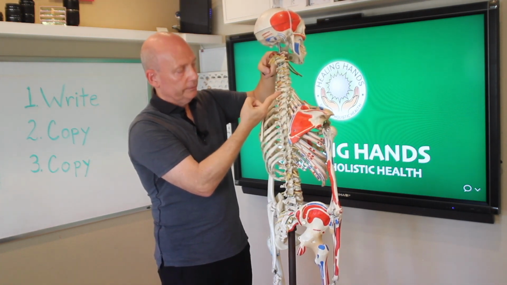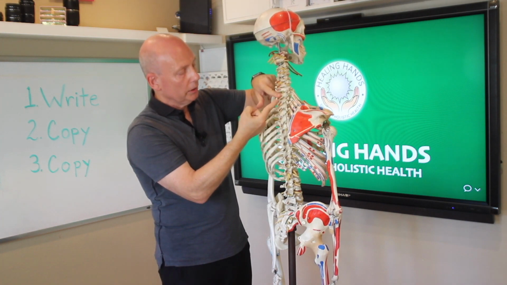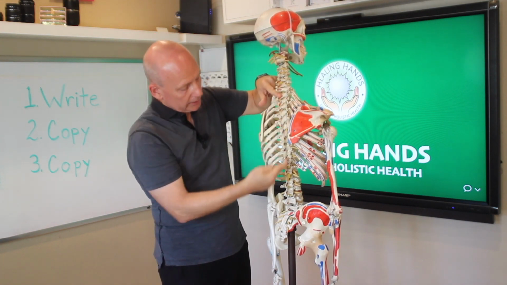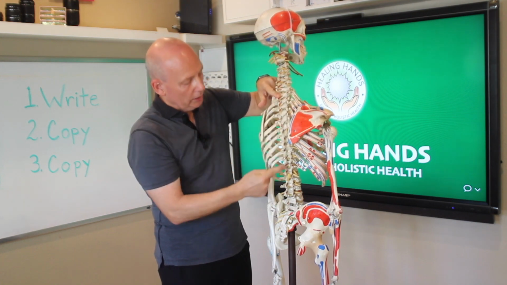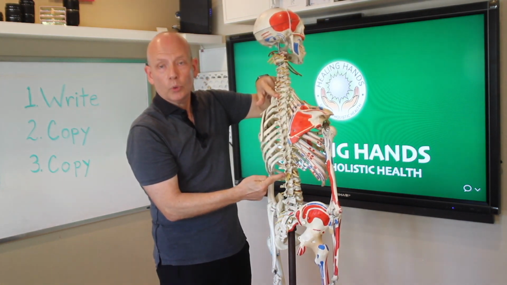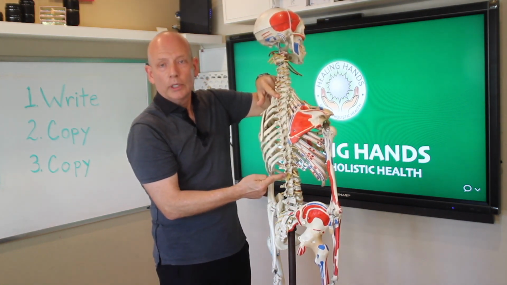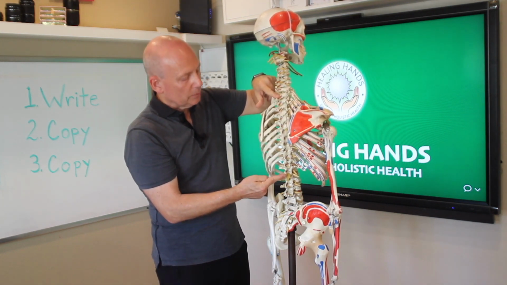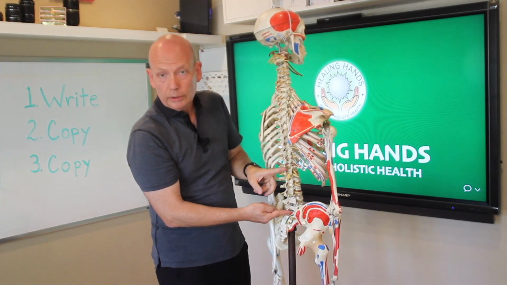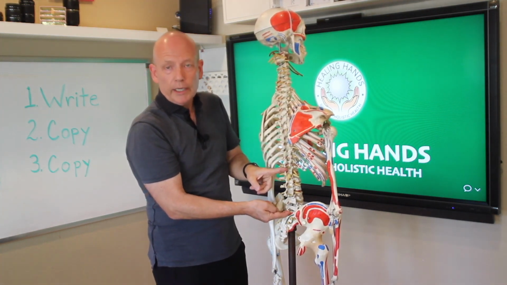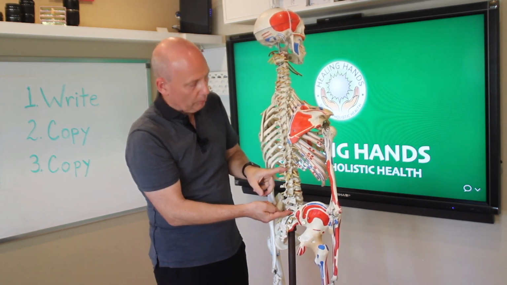That's cervical. The middle part is thoracic, and it's T1 through T12. There are 12 vertebrae for the thoracic part of the spine, and the bottom part is the lumbar. There are 5 vertebrae for the lumbar.